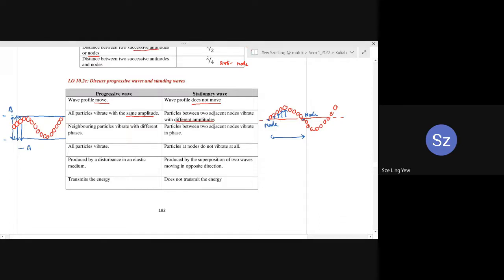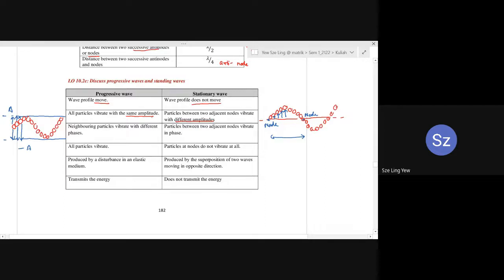What you have is just a fixed amplitude. That is the maximum distance that can be traveled by every particle. They won't move to other distances, they won't change the amplitude. So that is the meaning of the second statement. In a progressive wave, they all have the same amplitude. In a stationary wave, they all have a different amplitude.